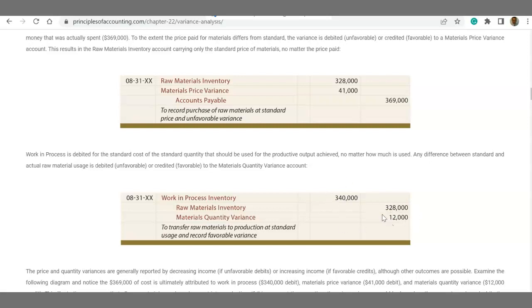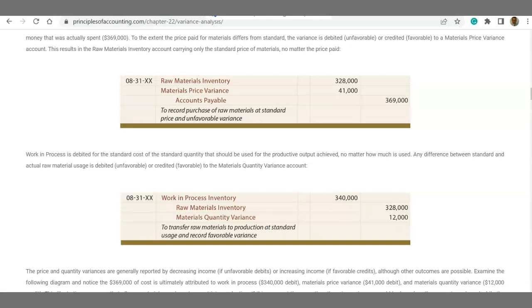So one more time, where is this 340 coming from? 328 and 12,000. So 340 goes into work in process because that's based on what actually went into the work in process. But how much material are you taking out of the raw material inventory? Just 328. The rest is just a favorable situation in regards to spending less for the inventory and having better quality of material, and that gives you a $12,000 favorable outcome.